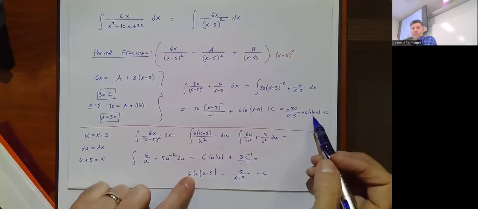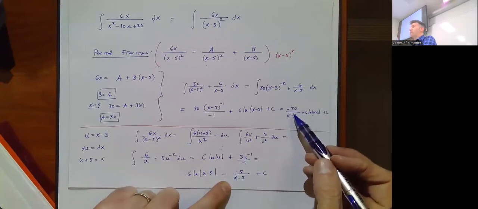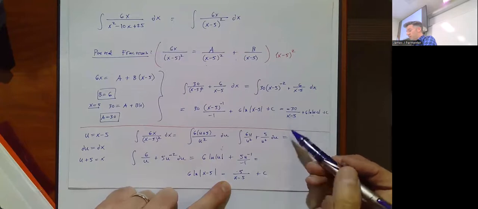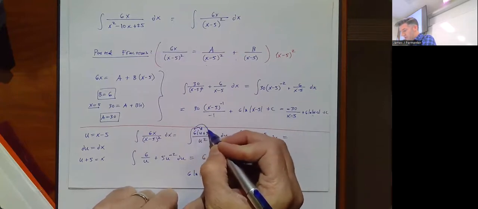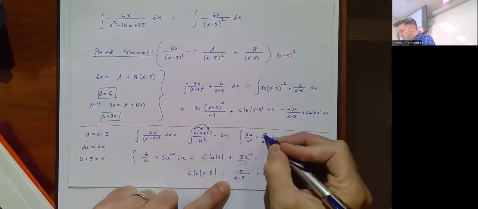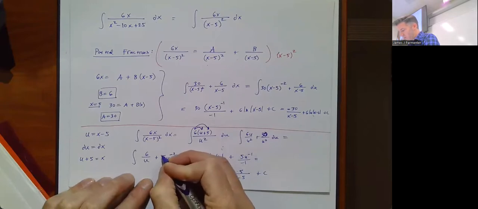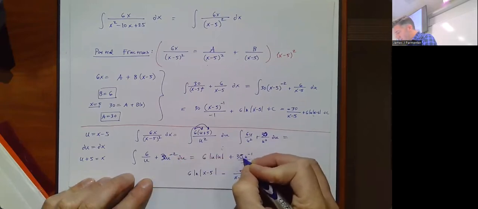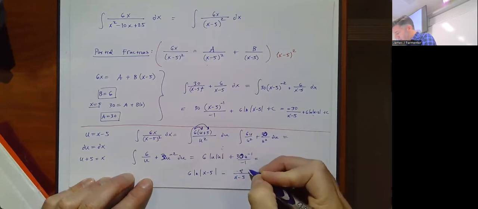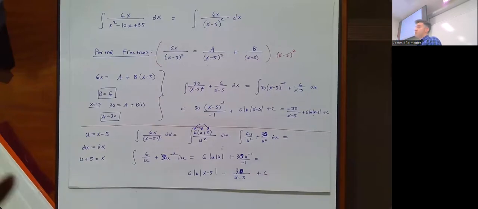The 6 natural log of x minus 5 is good, but here I had a minus 30 over x minus 5, and here I have a minus 5 over x minus 5. So I should go back and check, and oh yeah, I totally missed distributing this 6 to each of those terms. That should have been a 6u plus a 30 over u squared. This should be a 30 u to the minus second. This should be a 30 u to the minus first. That would be a 30 over. So they do turn out the same.